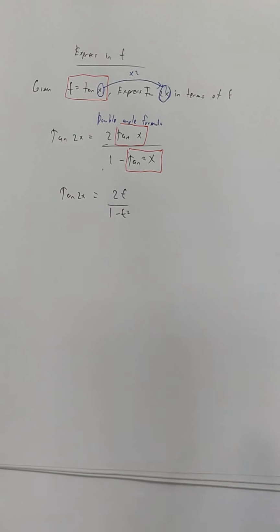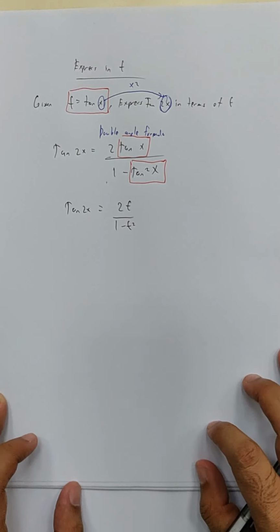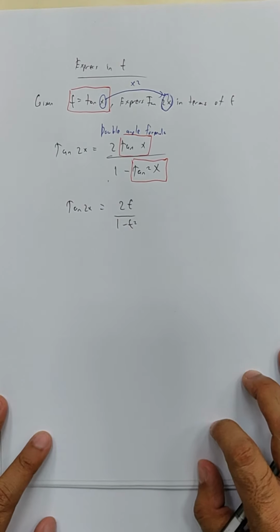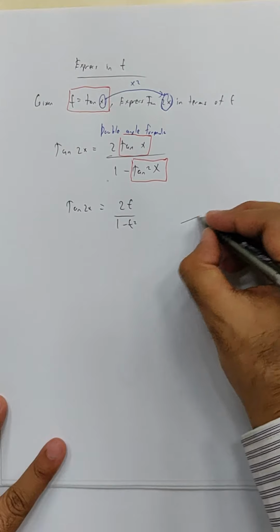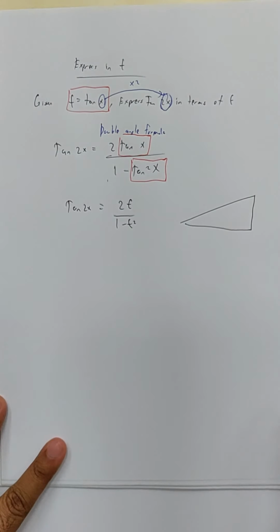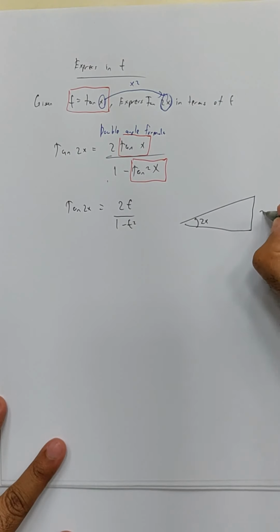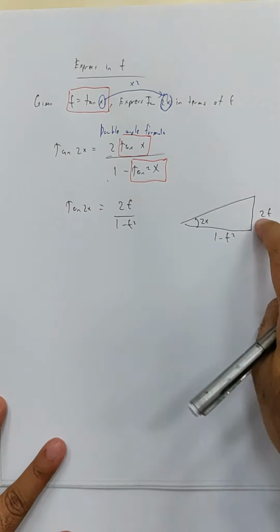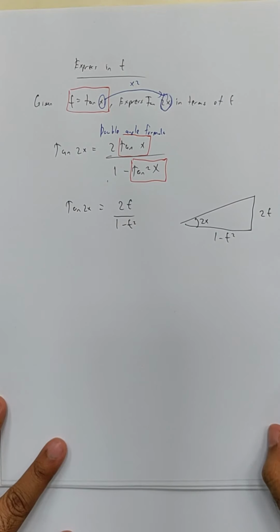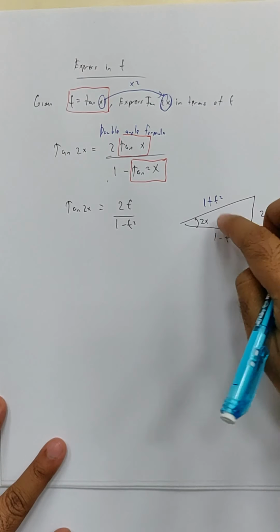You guys okay? Is it clear for you, the screen? Could be blurry for me. Okay, once you got here, we can draw the triangle. So here's your 2x, here's your 2t, here's your 1 minus t squared. Basically, tangent. And what about up here? 1 plus t squared. How do you get 1 plus t squared?